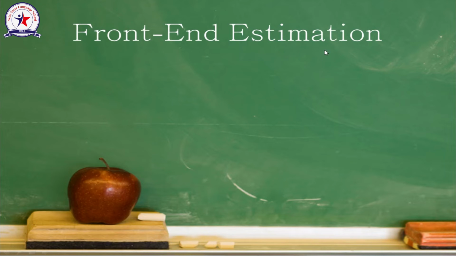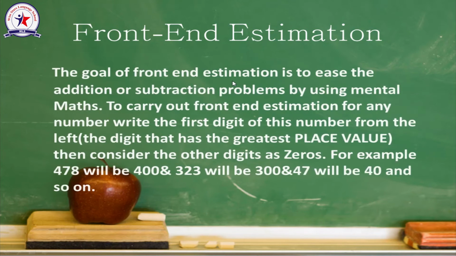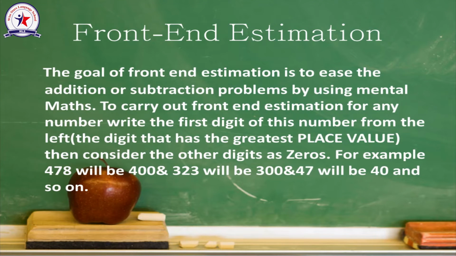Front-end estimation. The goal of front-end estimation is to ease the addition or subtraction problem by using mental math. To carry out front-end estimation for any number, write the first digit of this number from the left, otherwise the digit that has the greatest place value. Then consider the other digits as zeros.